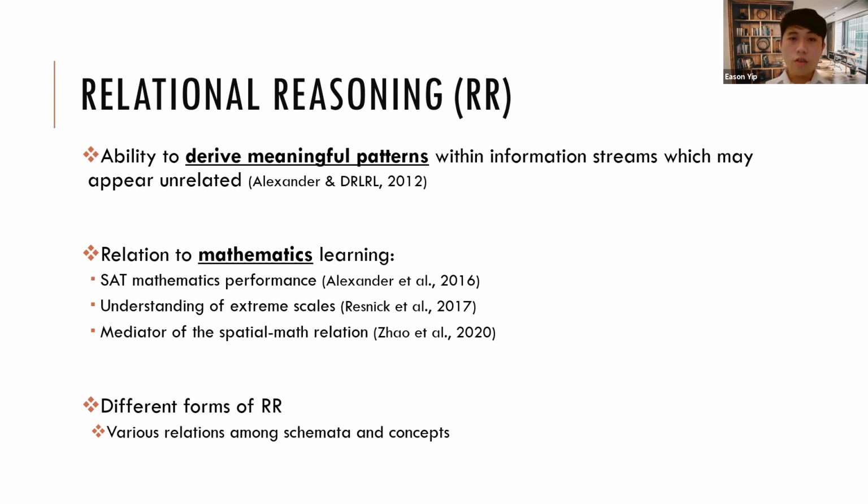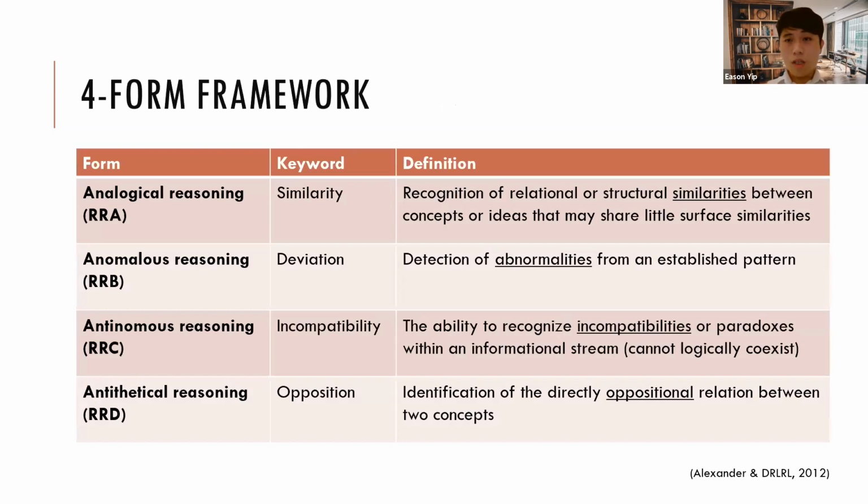But relational reasoning is not a unitary construct. In fact, there exist different forms of relational reasoning because there exist many relations among concepts or schemata. So in our study, we adopted a four-form framework. For the sake of simplicity, I will refer to them as RRABCD, which can be defined by their keywords: similarity, deviation, incompatibility, and opposition. And these relations are suggested to be very important for mathematics learning.